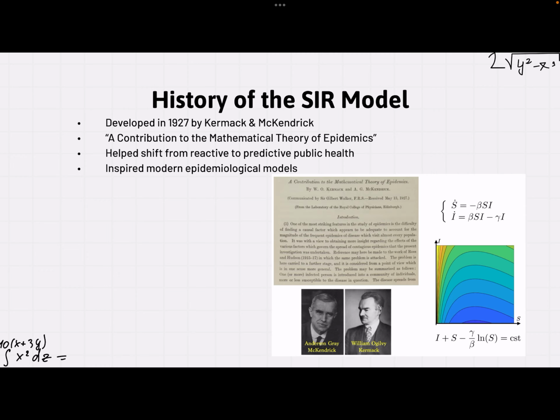So, history of the SIR model. The SIR model was developed in 1927 by William Kermack and Anderson McKendrick. At the time, public health measures were mostly reactive. Officials responded to outbreaks as they happened, with no tool to predict how bad they might get. This model changed that. Their paper introduced the idea that we could mathematically forecast the trajectory of an epidemic before it peaks. This changed everything. It laid the groundwork for the entire field of mathematical epidemiology.